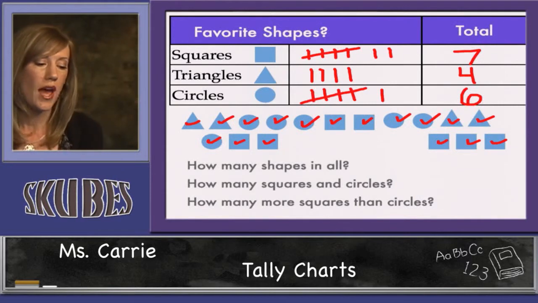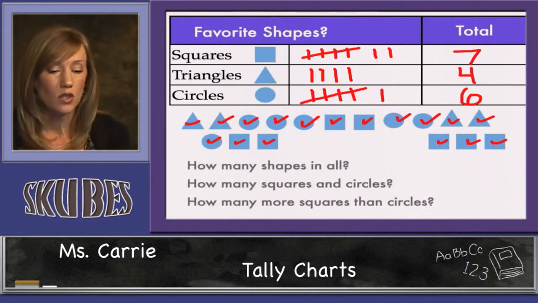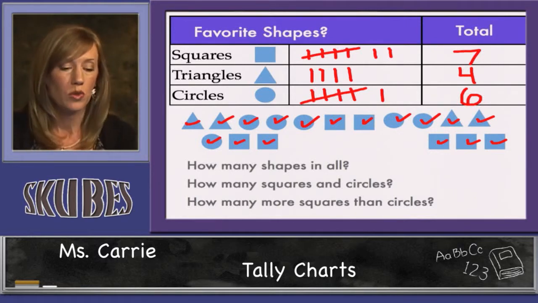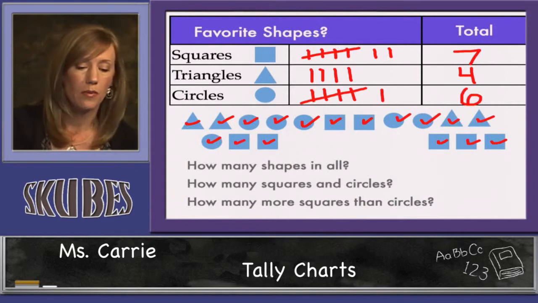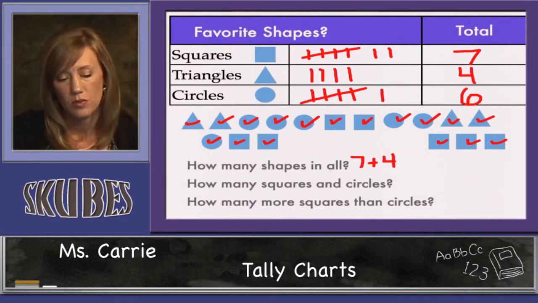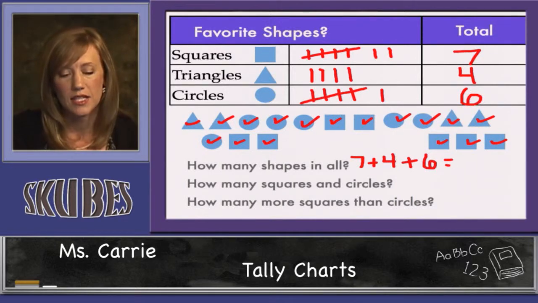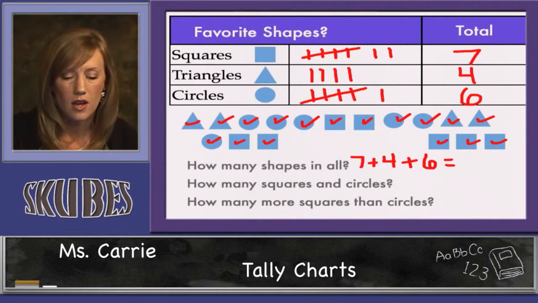The first question asks, how many shapes in all? Well, we could do 3 things. We could either count up all the shapes, we could count up all the tallies, or we could actually add our 3 numbers up. And I'm going to go ahead and add our 3 numbers up. There was 7 squares plus 4 triangles plus 6 circles. I'm going to add 6 plus 4 first because I know that equals 10, and then add 7. I know that would be 17.